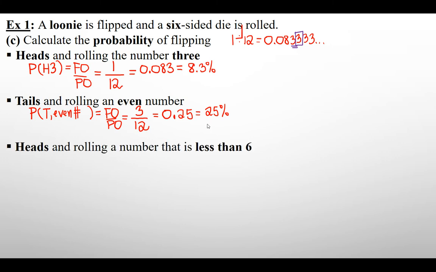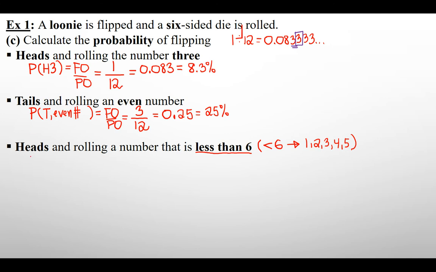A third one: what's the probability of flipping heads and then rolling a number that is less than 6? Okay, the numbers that are less than 6, now we can represent this in a couple of ways. The less than operator looks like this. We have less than 6. And less than 6 means any number obviously less than 6. So that can be 1, 2, 3, 4, or 5, based on our 6-sided die.